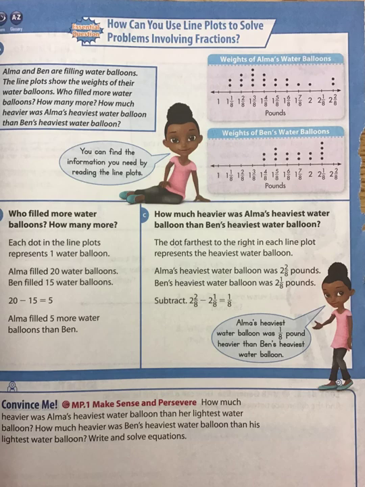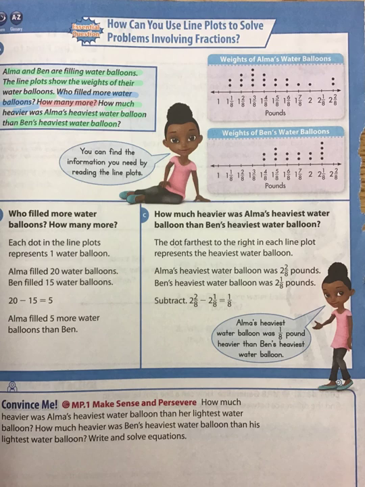Today, we are going to learn how we can problem solve using line plots. Elma and Ben are filling water balloons. The line plot shows the weights of their water balloons. We would like to find out who filled more water balloons. We also want to find out how many more, and how much heavier was Elma's heaviest water balloon than Ben's heaviest water balloon. So there are several questions in this problem.